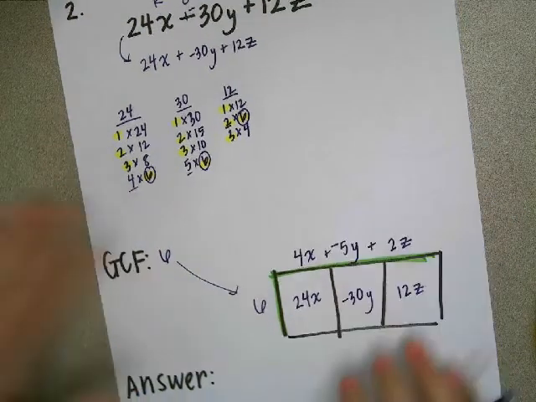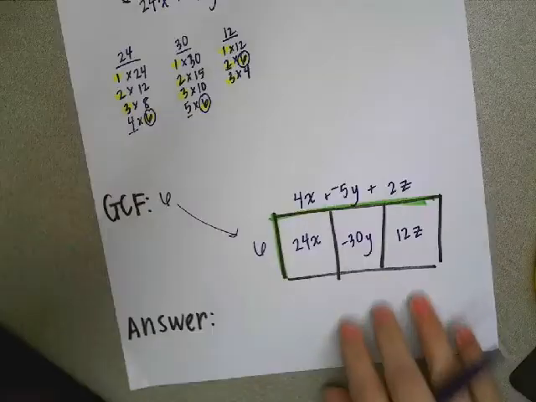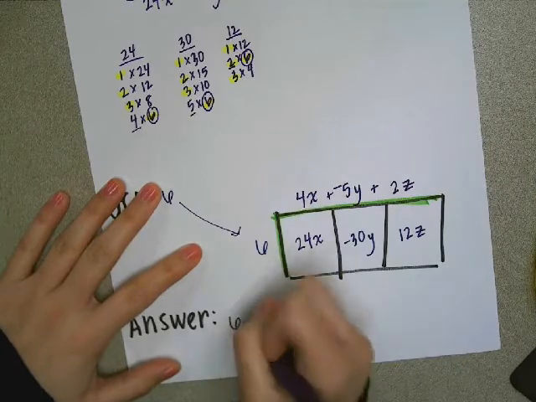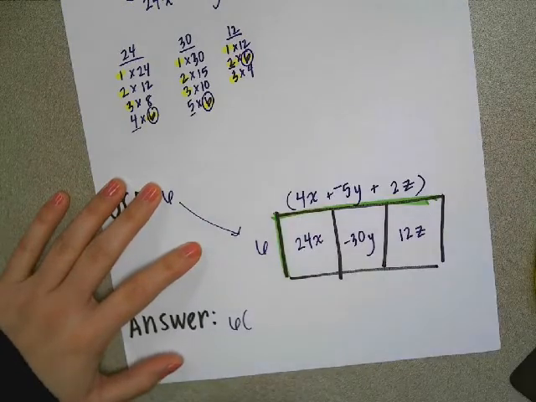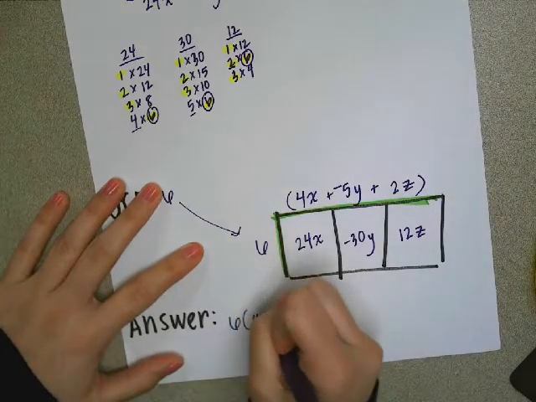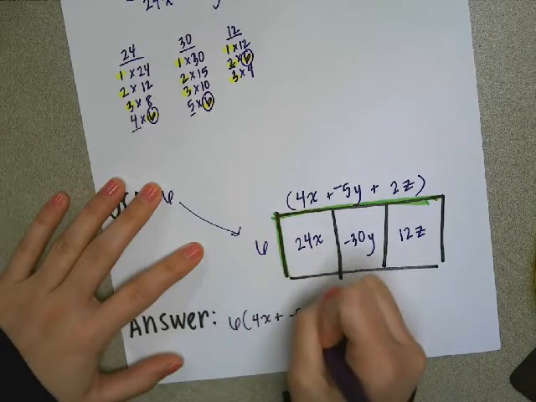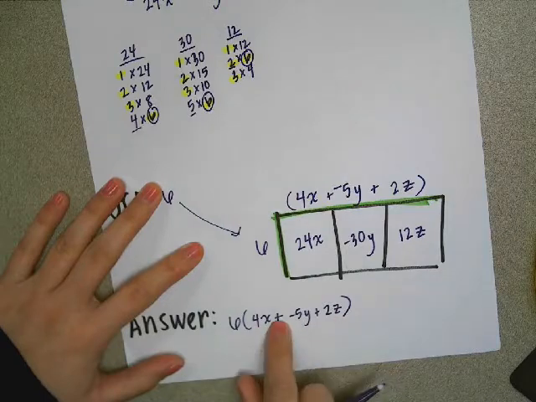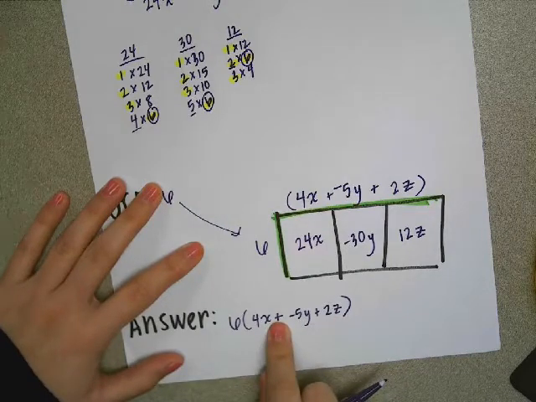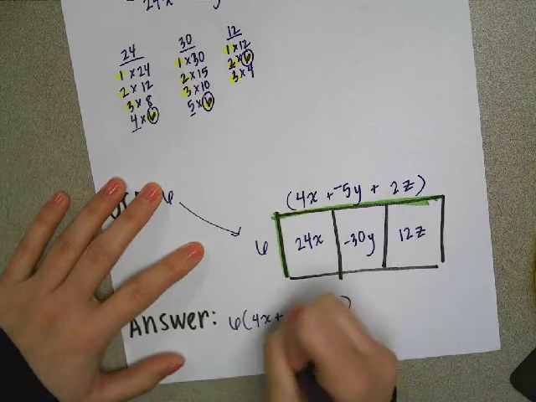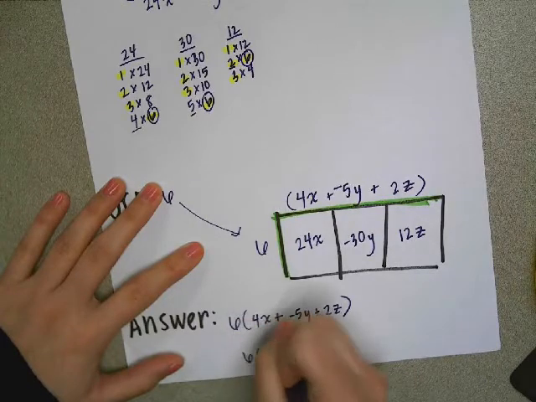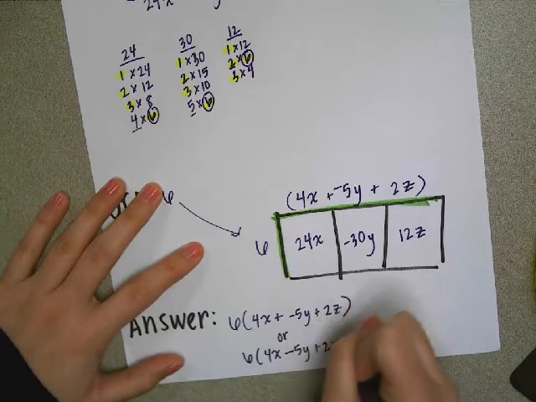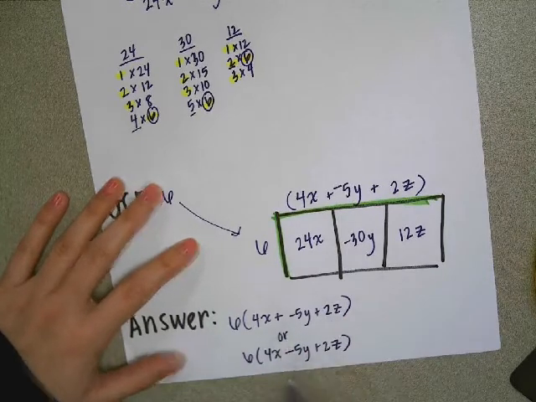So we're going to write our final answer as a product, using parentheses to show multiplication. So 6 goes on the outside of the parentheses, and this at the top goes inside. So 4x plus a negative 5y plus 2z. We can write it like this, but mathematicians don't really like a plus a negative, so you can write it as 6 times 4x minus 5y plus 2z. So either answer is correct.